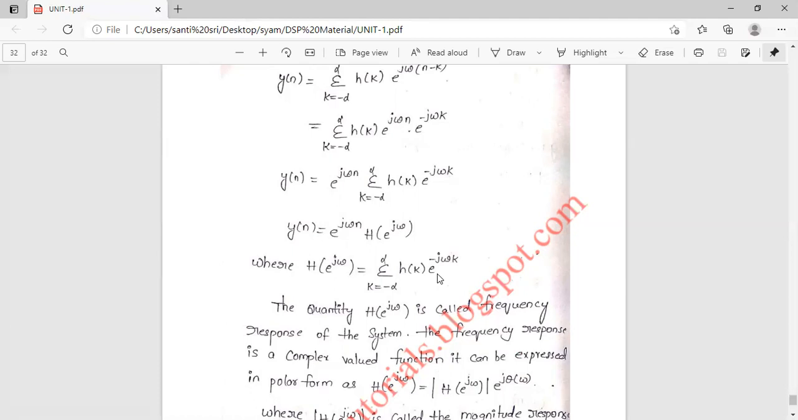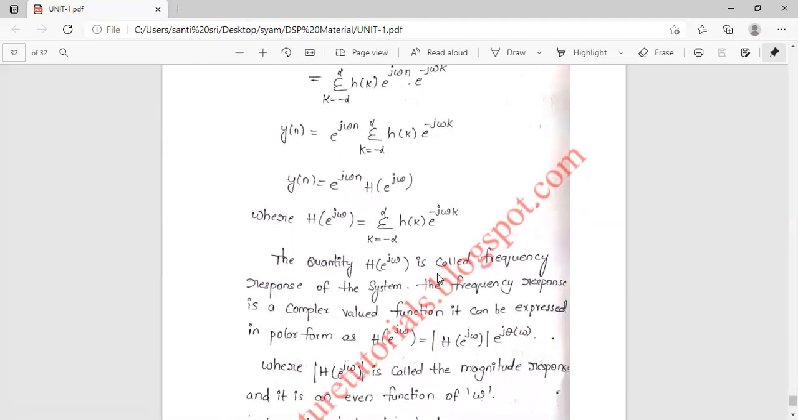So the frequency response is a complex valued function. It can be expressed in polar form. So for our simplicity, we can express this.